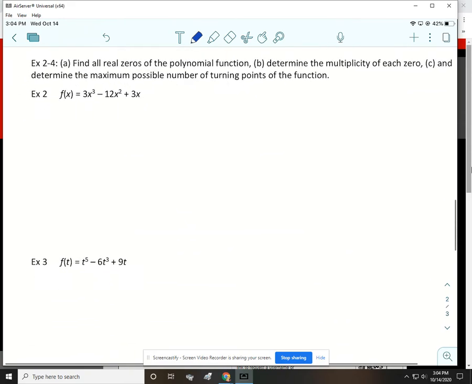Okay, so let's look at our examples. For examples 2 through 4, we're going to find all the real zeros of the polynomial function. So let's just start with that, and then we'll go to the other things that are new. So we found zeros before. To find a zero, or you're finding an x-intercept, or you're finding what makes the function equal to 0, we'll just set it equal to 0. And a lot of the times you're going to factor this particular one. To factor it, we're going to factor out a common factor of 3x.